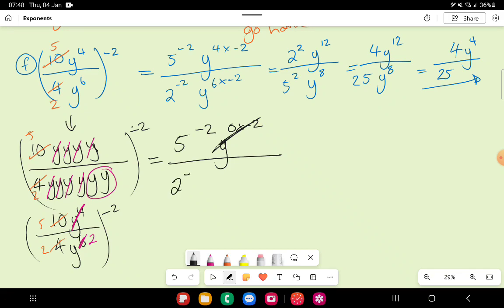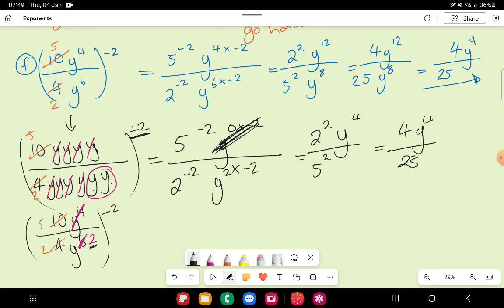2 to the power of minus 2. And I've got y squared at the bottom. These two that are there. Times minus 2, that one. So now I can swap it around. I can say 2 to the power of 2, 2 times 2 is 4, over 5 to the power of 2. And there's no y's here. And that becomes 4y^4 over 25. So this method of canceling inside the bracket, it's good because it simplifies your number.